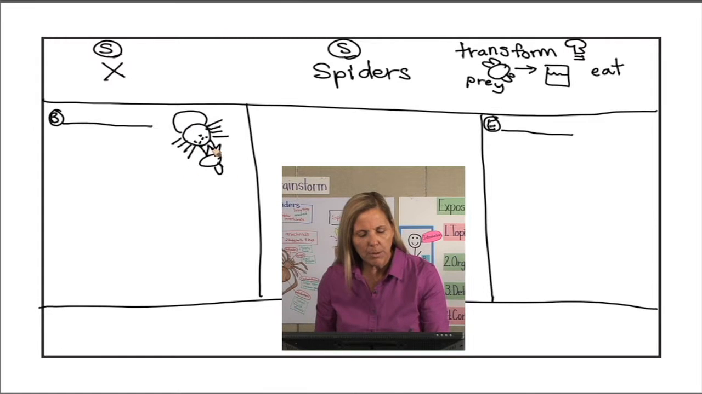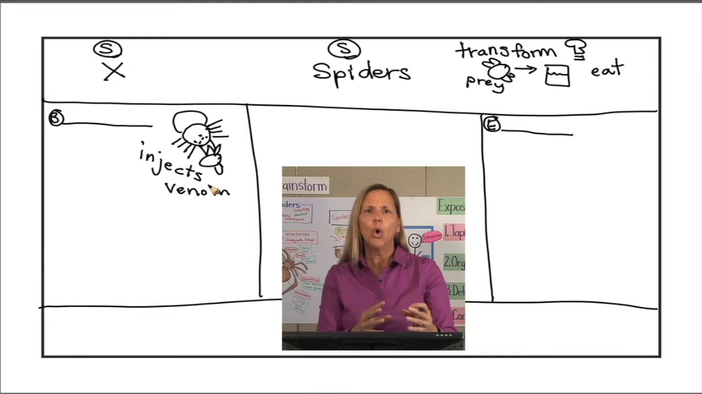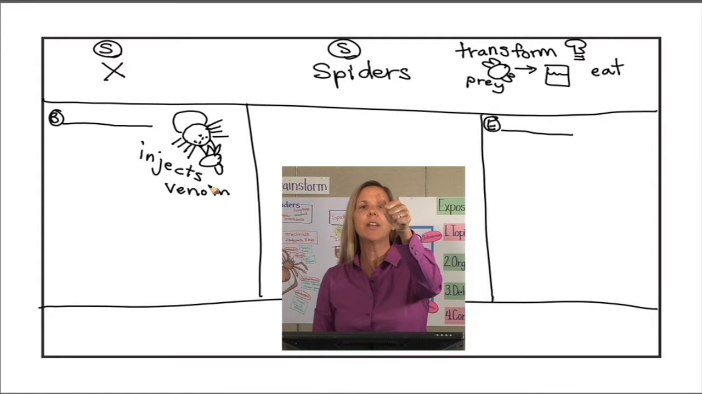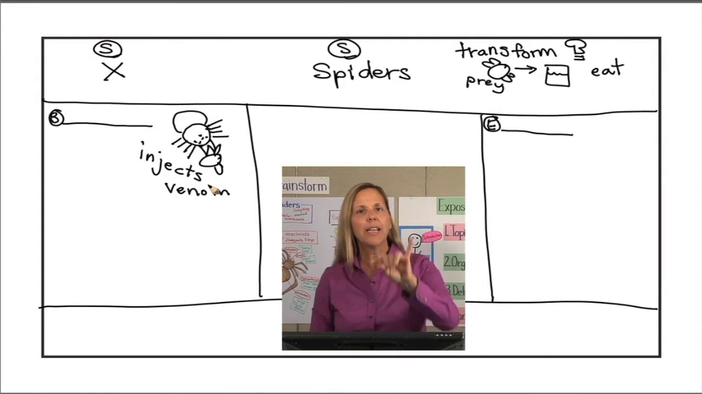And I'm going to put the little eyes here. Maybe I'll put the legs. So here's my spider, and what is he doing? He's injecting. Ooh, I'm going to put injects. So what's he doing? He injects venom. Ooh, I like that word venom too, into that insect. So we're just putting ideas. If we have keywords, we'll write them down. What part did we just fill in? The beginning.